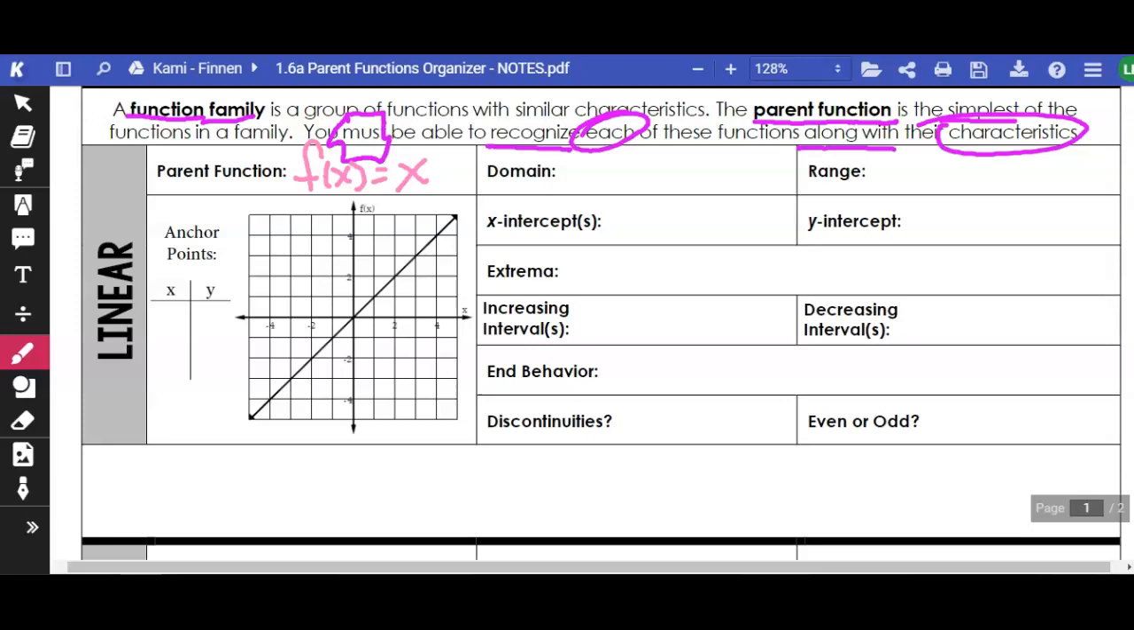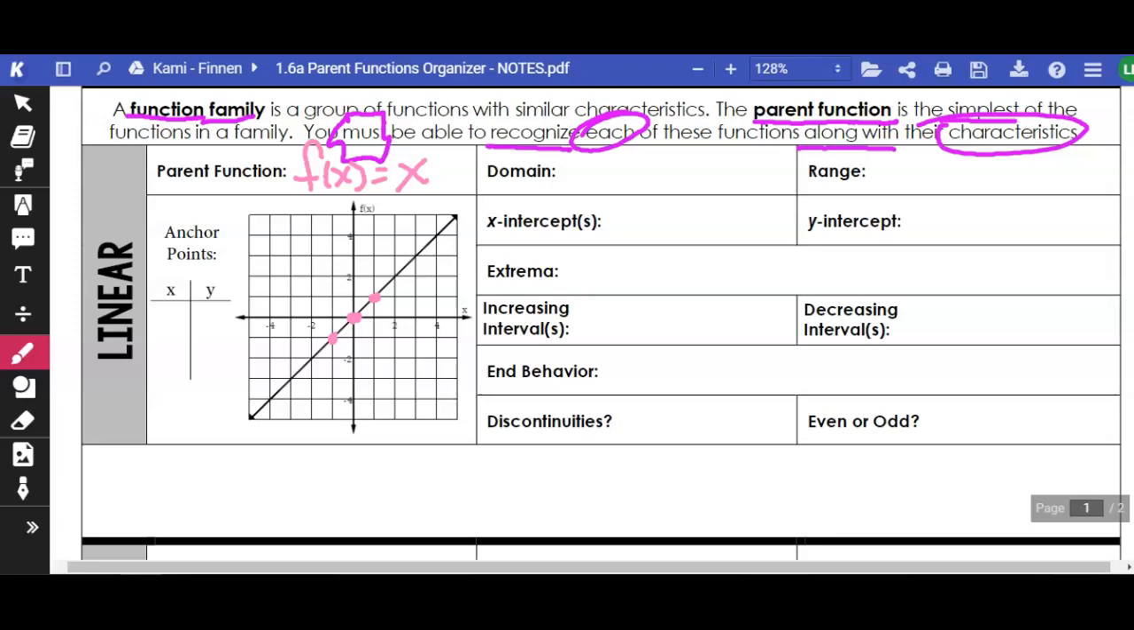And along with these parent functions, you're going to have anchor points that you're going to need to know. They're pretty easy to figure out, and it's not a matter of memorization. It's just thinking about what makes sense with the function. So our anchor points here are 0, 0, 1, 1, and negative 1, negative 1. Those are our 3 points that are going to help us do our transformations. So when we get to the transformations, we are not substituting in numbers to get a t-chart. We are using the anchor points and understanding how the graph is moving around on the coordinate plane. So those anchor points are what become key for us.